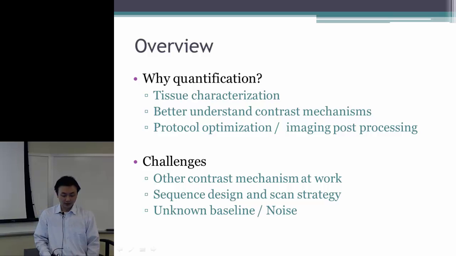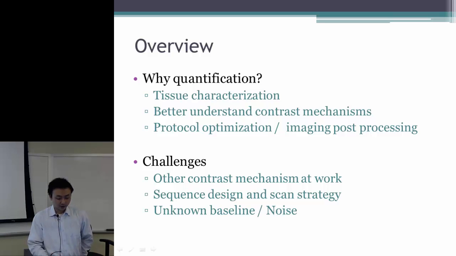And also there is the unknown baseline. When we're talking about quantification, there are two kinds of quantification. The first one is the absolute quantification, where we can come up with the absolute value of the parameter. The other is the relative quantification, where we can only estimate the relative values between the baseline and its change or the difference. Usually the absolute quantification is difficult to achieve.